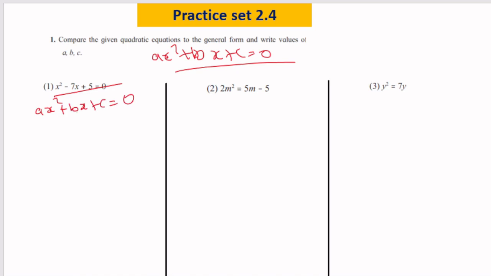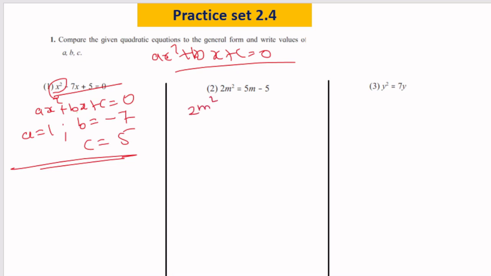So in this case, in place of x square, there's no coefficient. It means a is equal to 1. In place of b, minus 7. In place of c, plus 5. Okay, it's easy, not related to formula at all. Similarly, this question, so you need to just convert into general equation form.